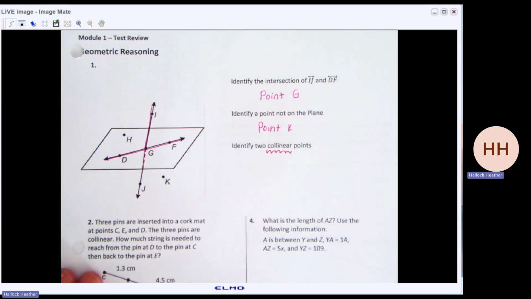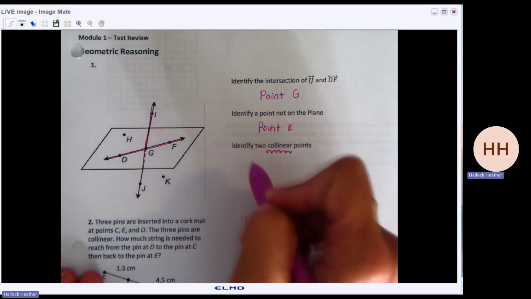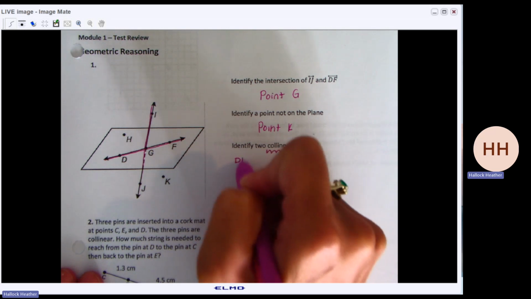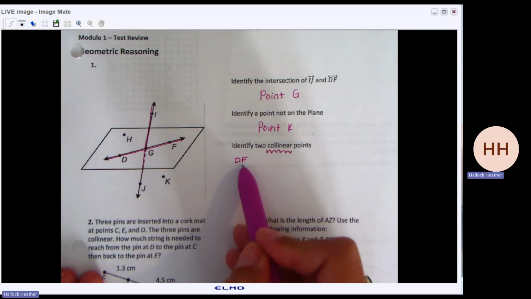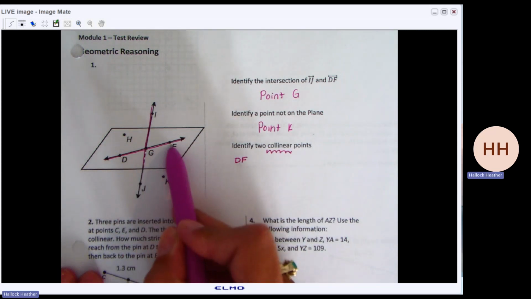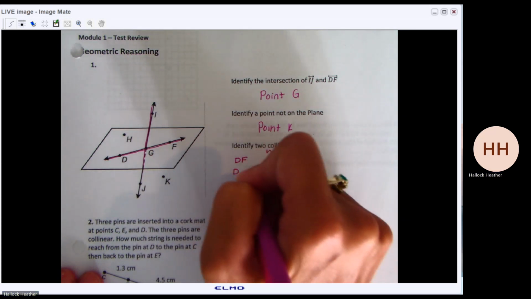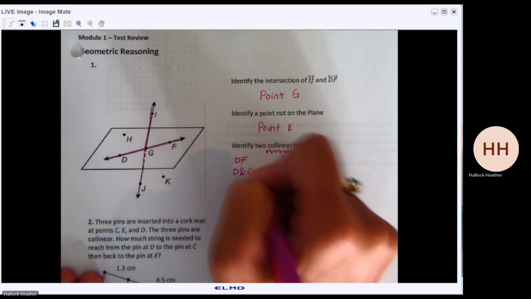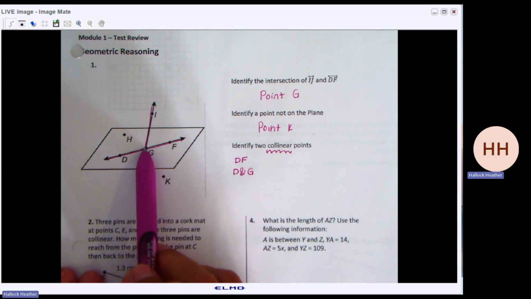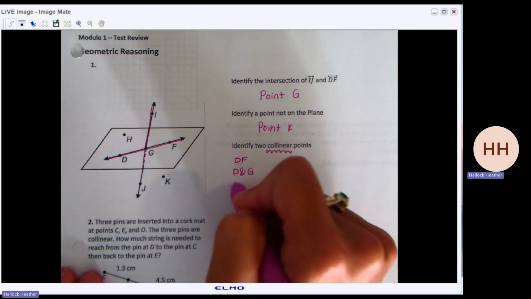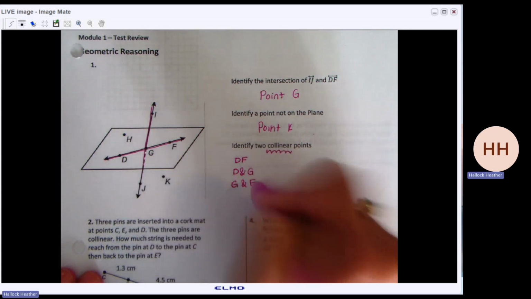Identify 2 collinear points. Collinear means that they are 2 points that fall on the same line. There's a couple different answers that you could use here, as long as they are 2 points that fall on the same line. For instance, if I say DF, both of those are individual points, point D and point F, they fall on the same line. I could also say D and G. 2 other points that also fall on the same line are G and F. Any of these would be possible answers.